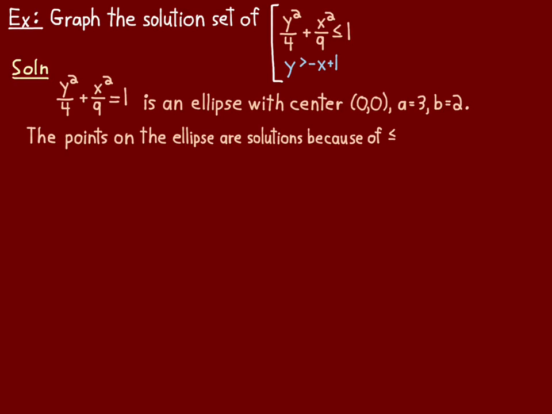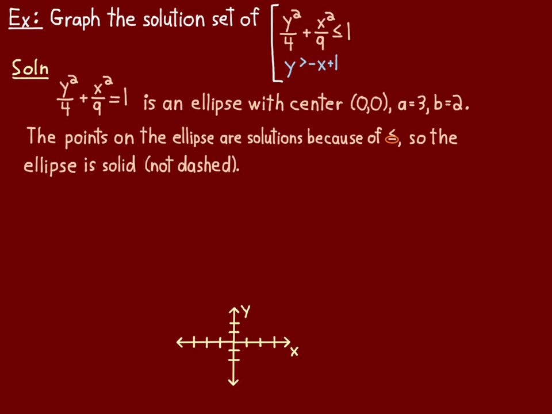The points on the ellipse are solutions because of the equals in less than or equal to. So the ellipse is solid, not dashed. So I'm going to graph it here, and it looks like that. I just went from the origin, I went left and right 3, which is the value of a, and up and down 2, which is the value of b.